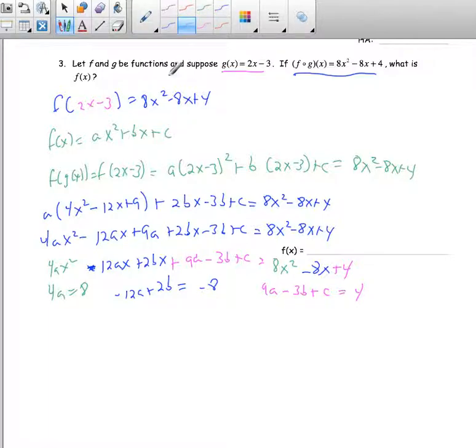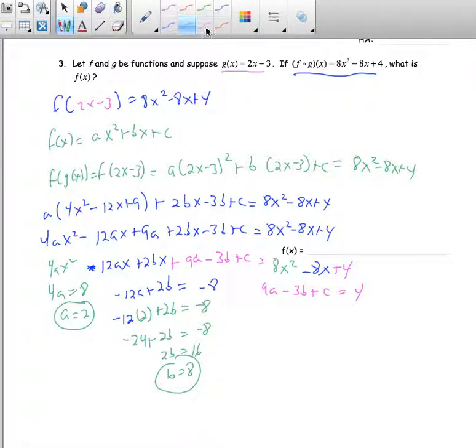So let's solve the equation with a first. We can see if 4a equals 8, then a equals 2. For the next equation, we can substitute a in. So we know that we have negative 12 times 2 plus 2b has to equal negative 8. So then we have negative 24 plus 2b equals negative 8. So 2b equals 16 and b equals 8.